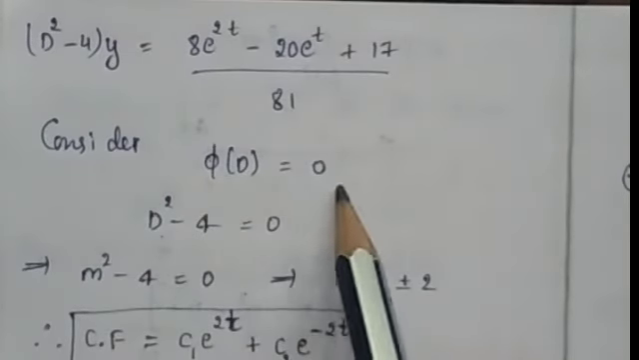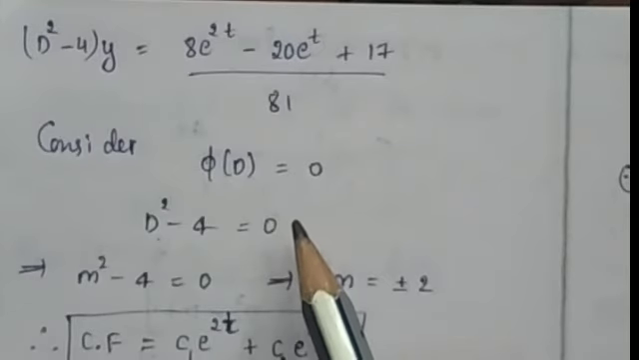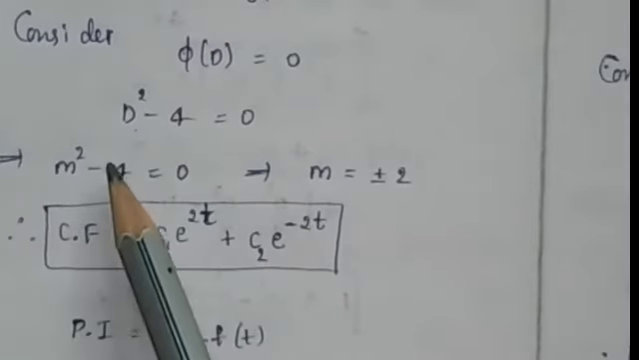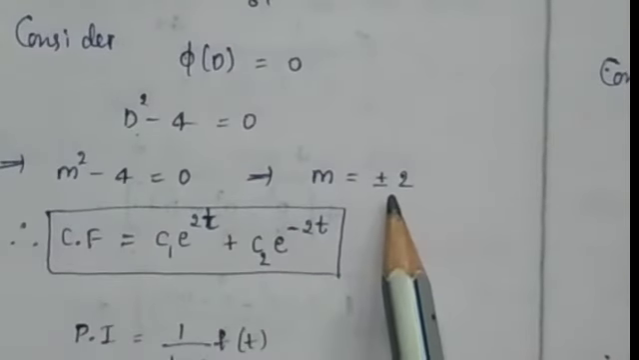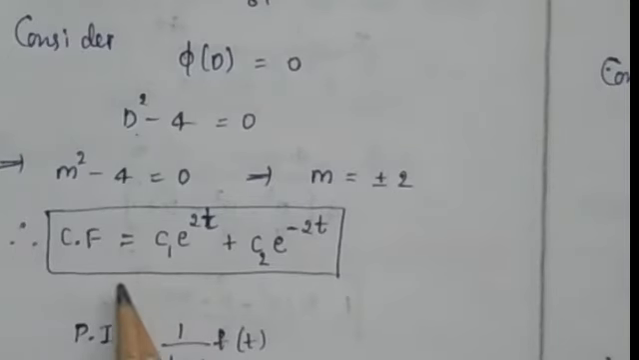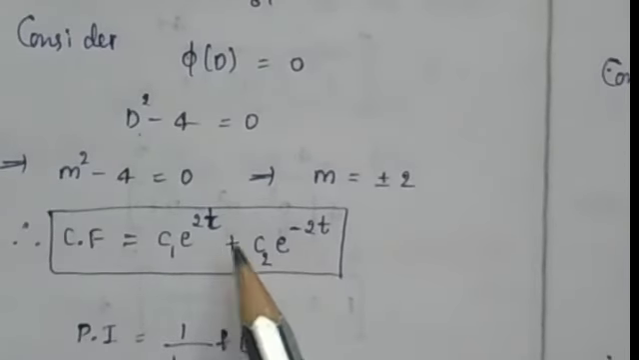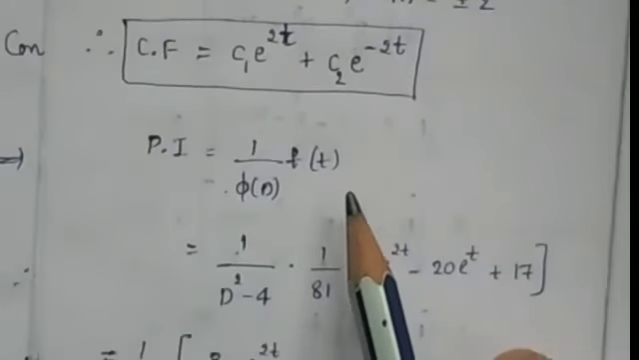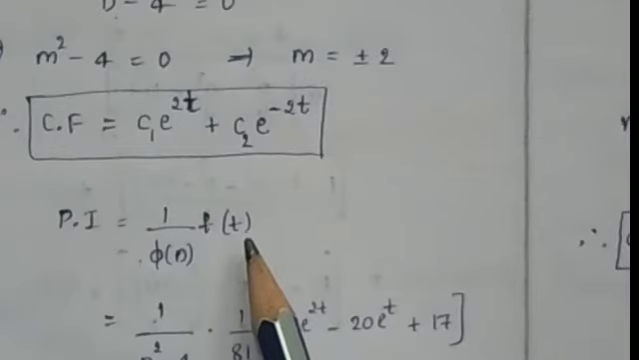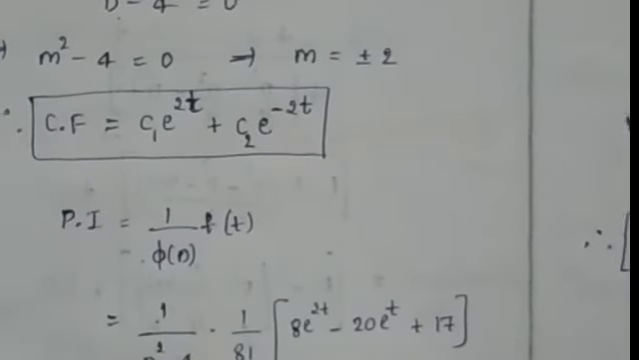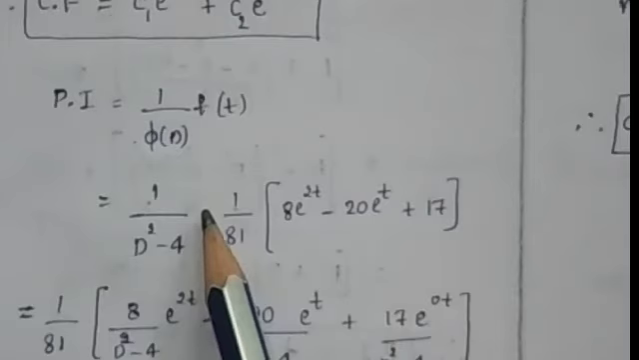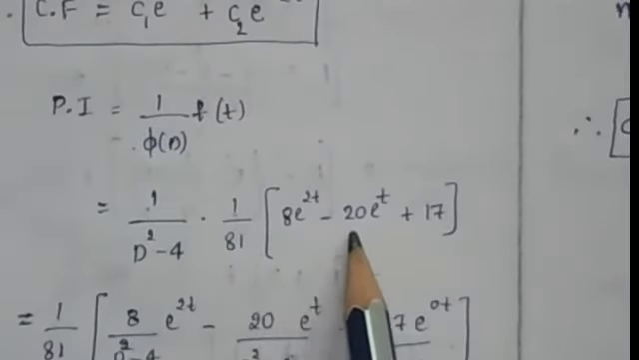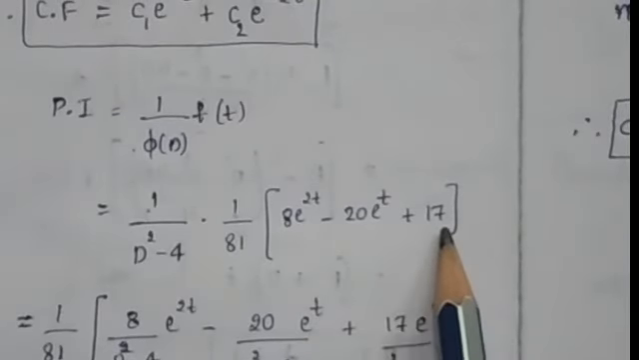Let us consider phi of D equal to 0 for finding the complementary function. So phi of D is D square minus 4, which is equal to 0. You substitute D by m, then you get different roots. So the complementary function is equal to c1 e to the power 2t plus c2 e to the power minus 2t. So what about the particular integral? The particular integral is equal to 1 by phi of D into f of t, which is 1 by (D square minus 4) into f of t, which is 1 by 81 into (8 e power 2t minus 20 e power t plus 17).